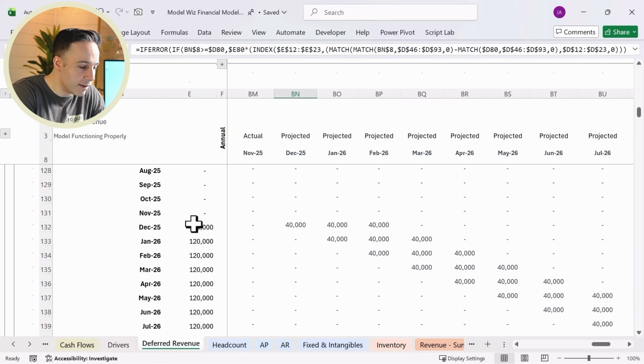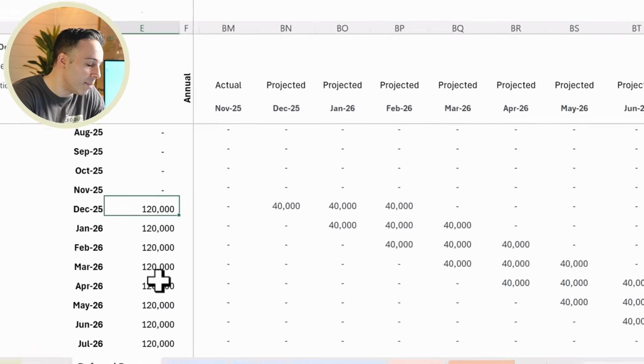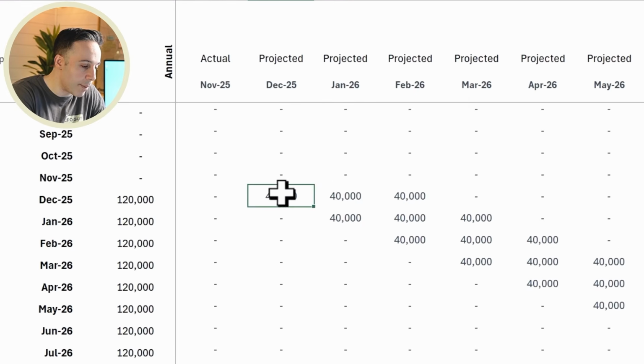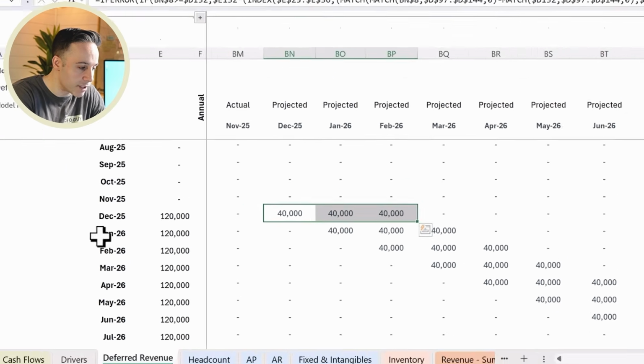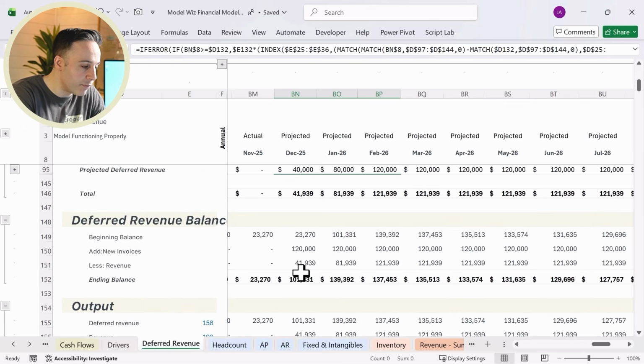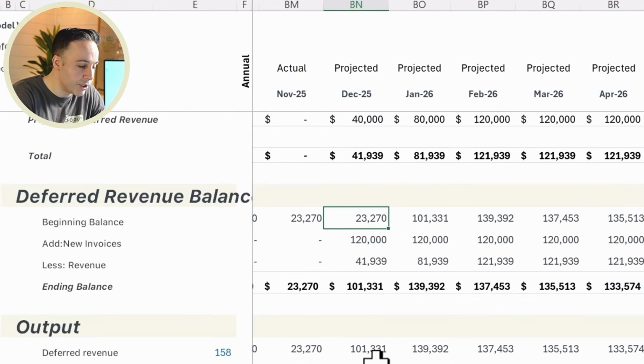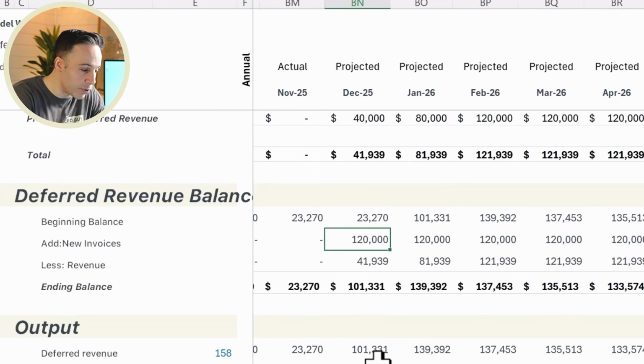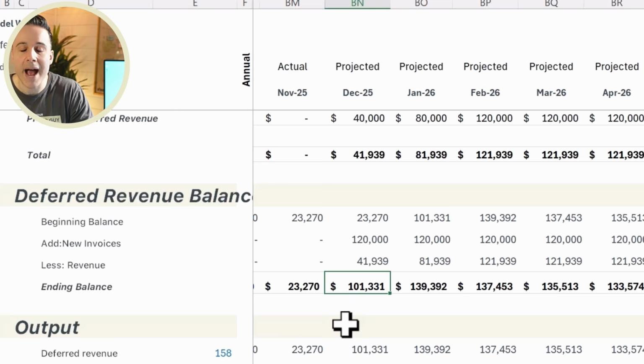For my projected balance, I'm taking that same amount that we saw earlier, and this time I'm recognizing it 1/3 each and every single month. So going back to that base formula, our beginning balance is 23,270. I add any new invoices, I subtract out my revenue, and that gets me my ending deferred revenue balance. Now, once you start to see this pattern, it'll be really easy to forecast the rest of your balance sheet.